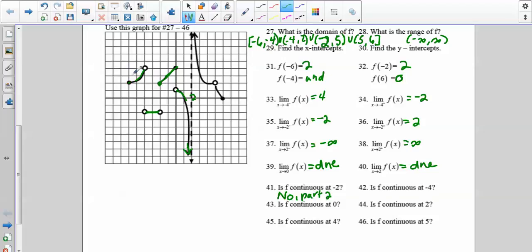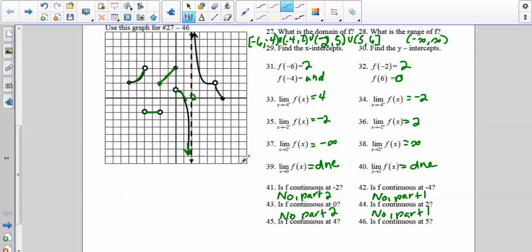Is f continuous at negative 4, which is here? The first part of that definition is, is it defined at negative 4? It is not. So I'm going to say no because of part 1, even though part 2 is also not taken care of. And is f continuous at 0? So at 0 it is defined, but the limit does not exist, so I'm going to say no, part 2. And is f continuous at positive 2? So at positive 2, it's not defined, the limit also doesn't exist, but I'm going to stop at part 1. It's not defined, so I'm going to say no, part 1.